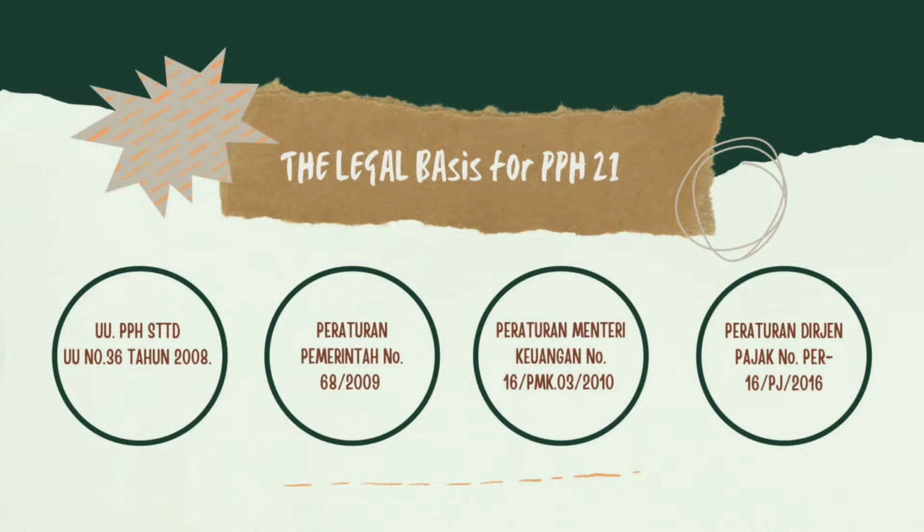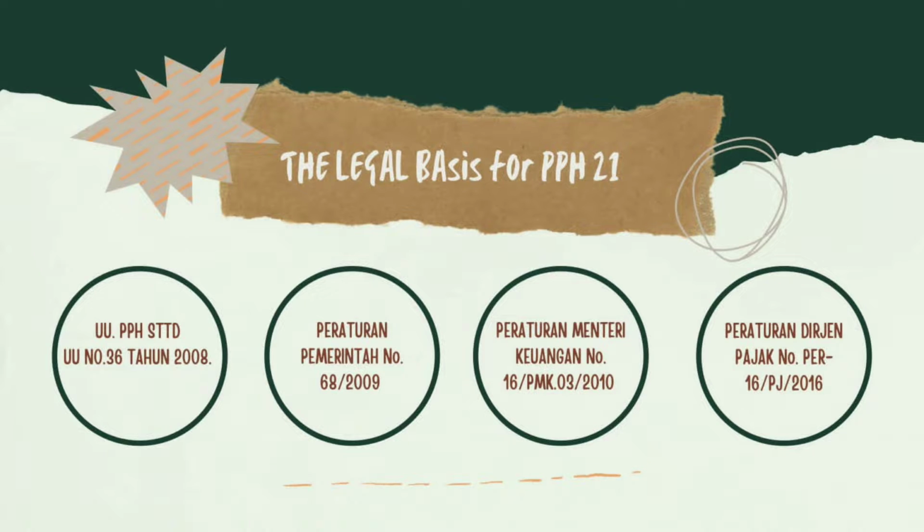And the next is the legal basis for PPH 21. There are 4 legal bases for PPH 21. The first is PPH STTD number 36, year 2008. Income tax or PPH is a tax imposed on individuals or entities based on the amount of income received for 1 year. Provisions regarding PPH were first regulated in Law Number 7 of 1983.